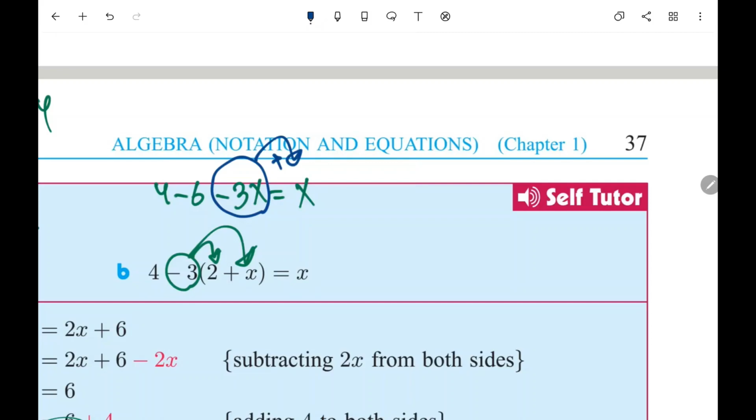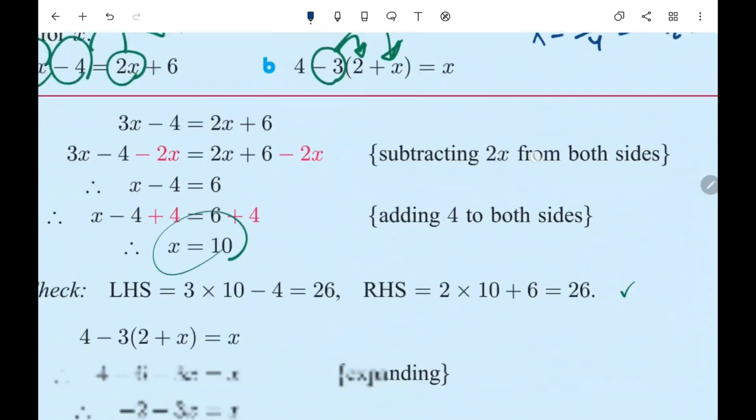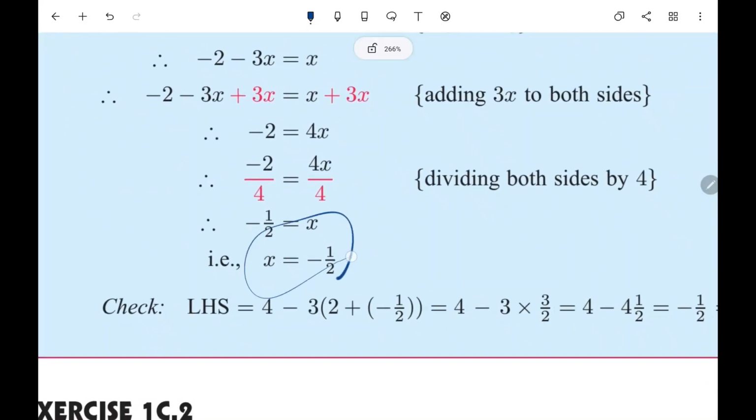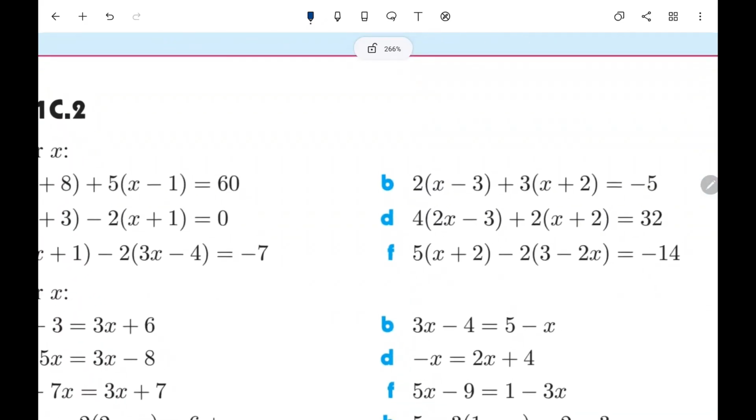Yes, mister. Okay. So right now, we had 4 minus 6 is gonna equal negative 2. Equals, and here we have x plus 3x, which equals 4x. So right now, is it cool for you to get the x? Yeah. So x will equal negative 2 divided by 4, which is gonna equal negative 1 over 2 or negative 0.5. Okay. And here is x equal negative half. Deal? Okay.